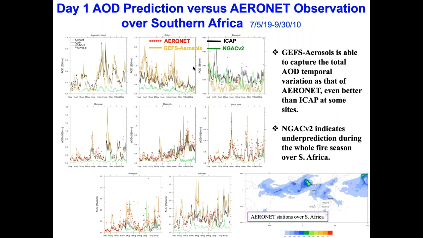Another area with a large fire event is South Africa. Here is a site over South Africa. Obviously, GAFS aerosol is able to reproduce the total AOD temporal variation of the AERONET observation, and even much better than the ICAP analysis data at some of these sites, let's say like here. And overall, NGAC shows low bias in the prediction during the whole fire season over South Africa.